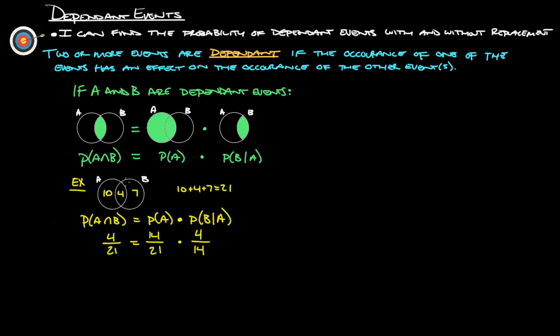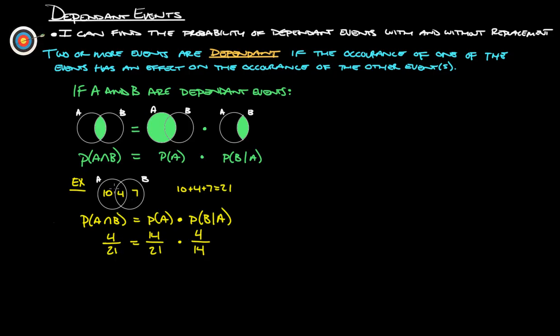So here's an example. Let's say we've got 14 total things in A, and we've got 11 total things in B. If I want to figure out the probability of this thing happening here in the middle, the probability of A and B, which is 4 out of the 21.